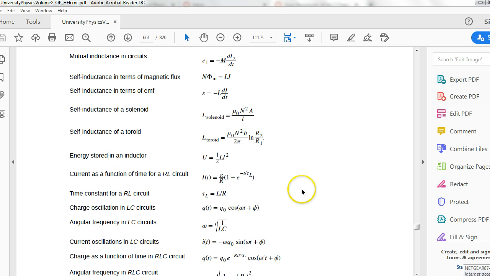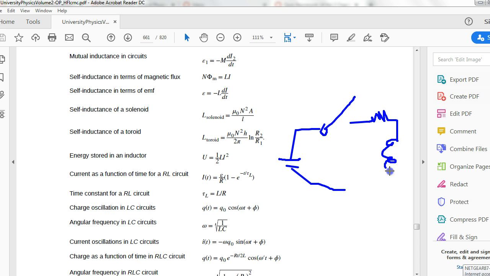Current is a function of time for an RL circuit. This is a circuit in which you've got some source, a switch, and then a resistor and an inductor. So you've got R and L, and when you close this switch, current starts to flow, but not immediately.